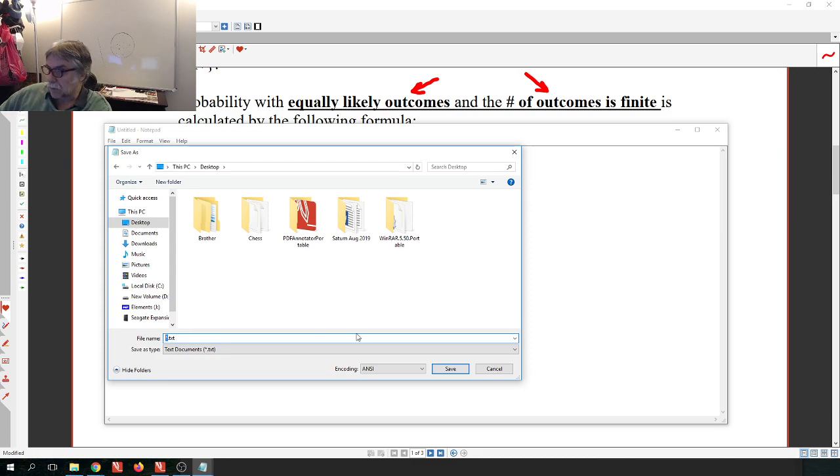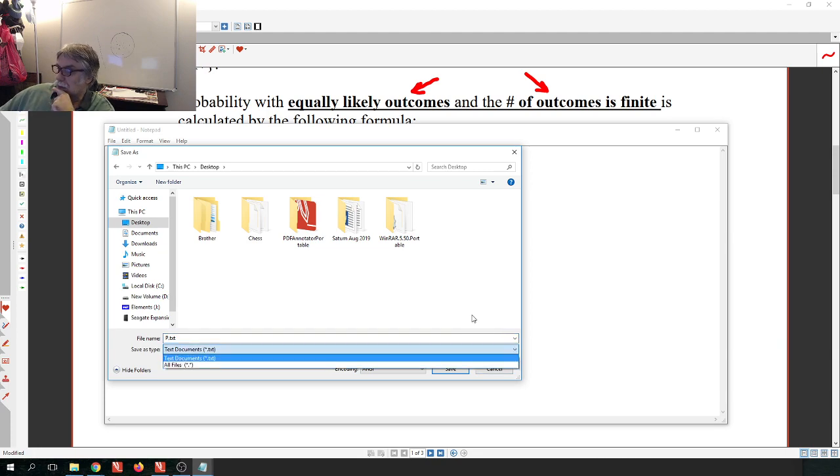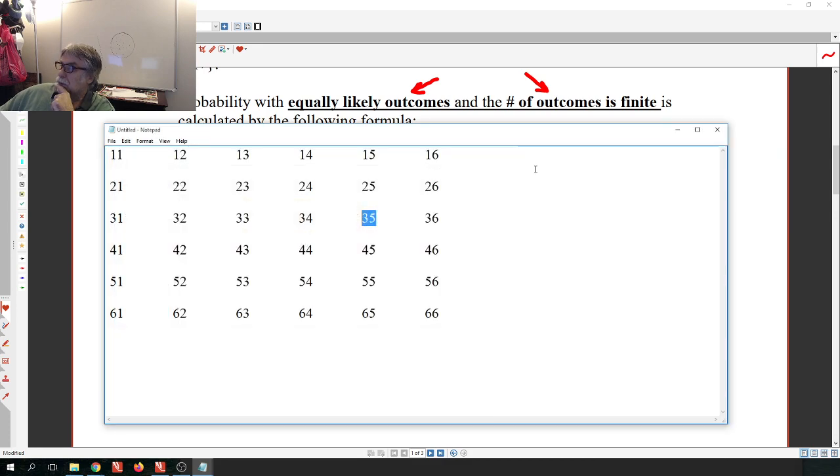Now, how would you determine that? Well, you need to think about that. And I think the idea would be that I'm going to use that formula I just mentioned. So the formula says the number of things that are in the event divided by the number of things that are in the sample space. So I already have 36 things that are in the sample space.